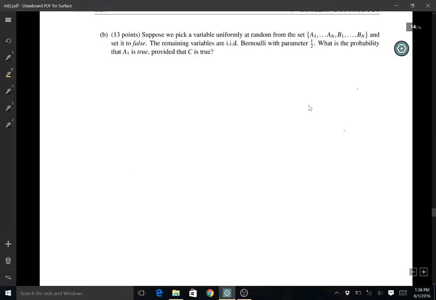Okay, let's do 8b. Suppose we pick a variable uniformly at random from the set and set it to false. The remaining variables are IID Bernoulli with parameter half. What's the probability that A1 is true provided that C is true? So again, we're trying to find A1 equal to 1 given C equal to 1. Again, we expand it with Bayes' rule.